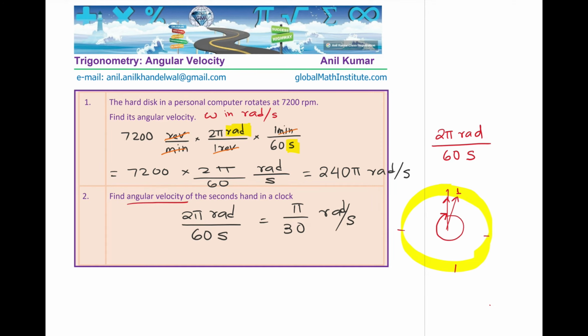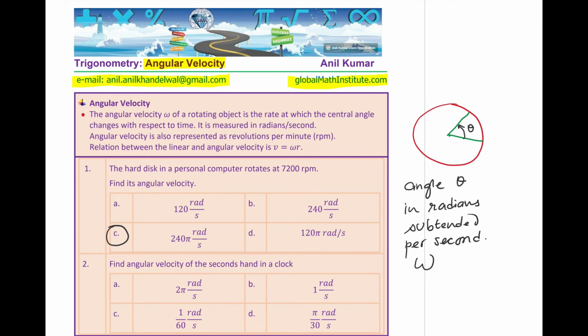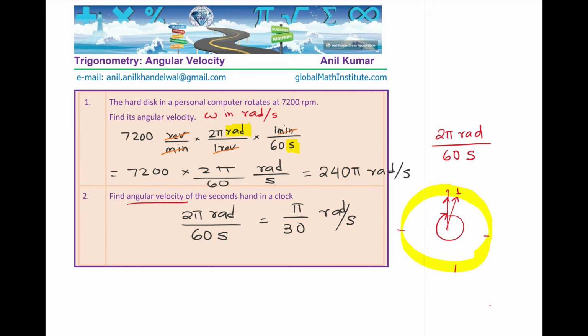So that gives you the option, which is option D in this particular case. So I hope you understand this fact. It just moved 1/60th of the whole revolution in a second.